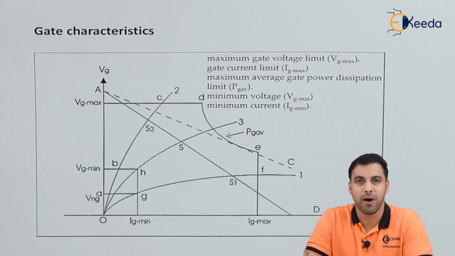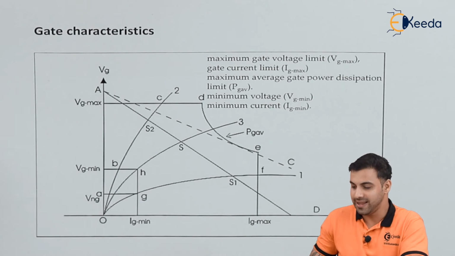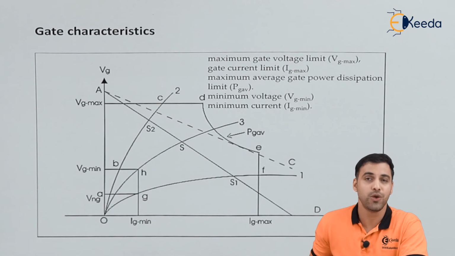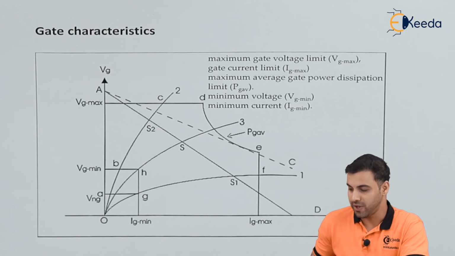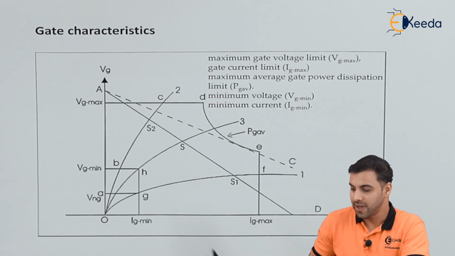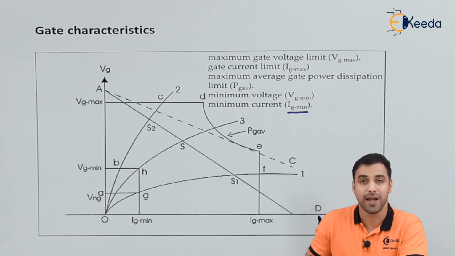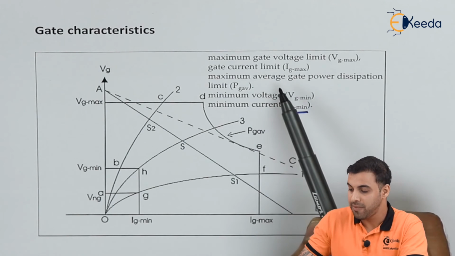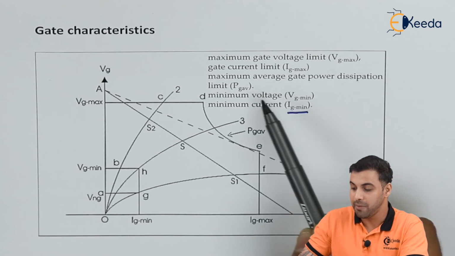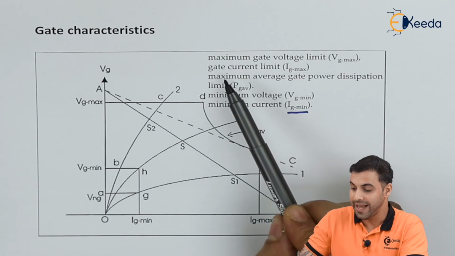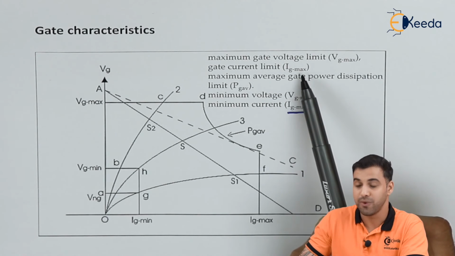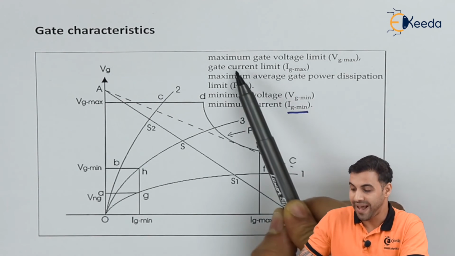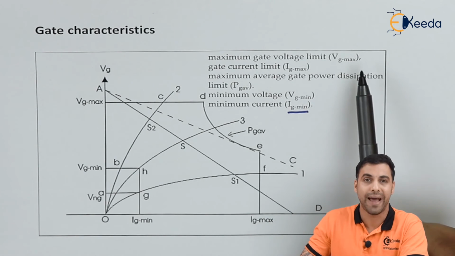Now friends, let's talk in detail about the gate characteristics of a thyristor. If you can see this diagram, when you work with a thyristor, this diagram in the data sheet is extremely important. Here, let Ig min be the minimum current, let Vg min be the minimum voltage, let the maximum average gate power dissipation limit be PGAV, let the gate current limit be Ig max, which is the maximum gate current limit, and the maximum gate voltage limit be Vg max.